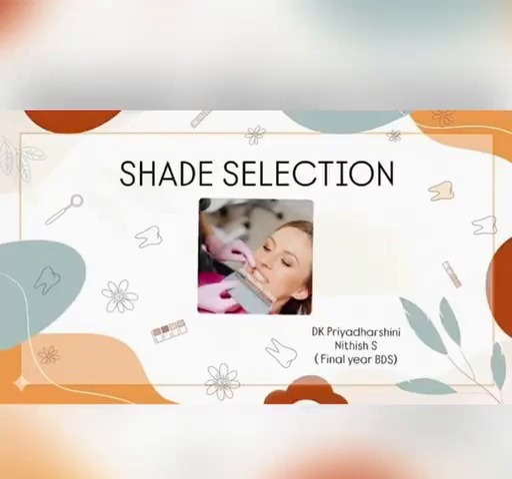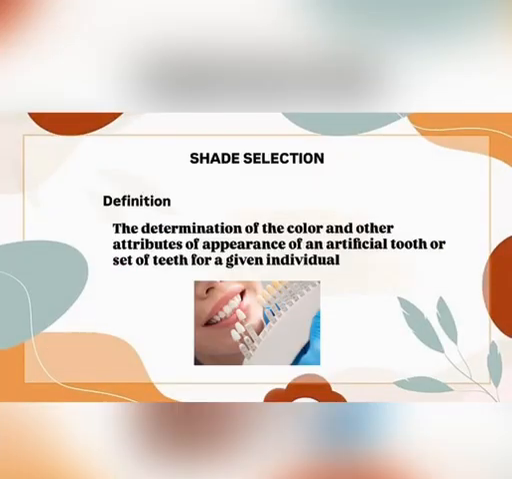Hello everyone, we are going to see about shade selection. The determination of the color and other attributes of appearance of an artificial tooth or set of teeth for a given individual is shade selection. Now we are going to see the tridimensional property of color.